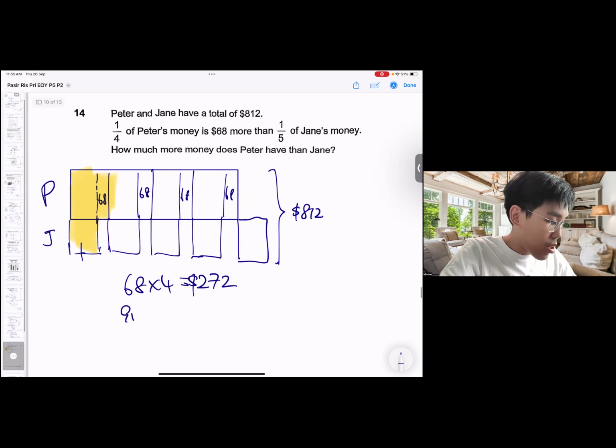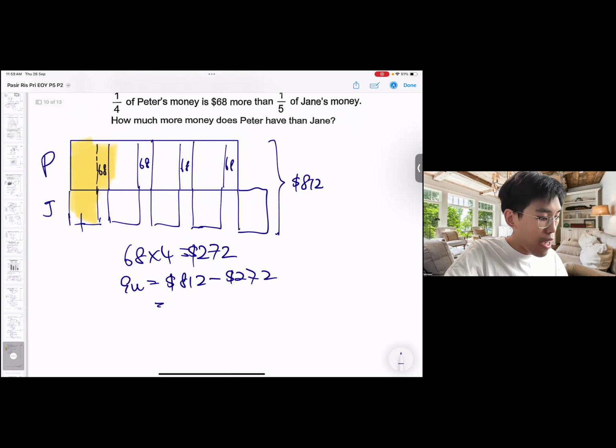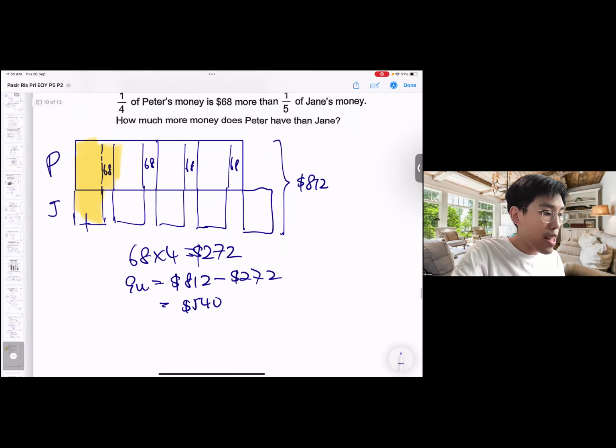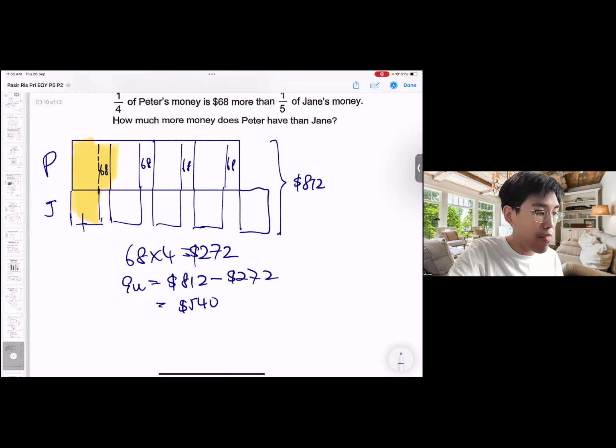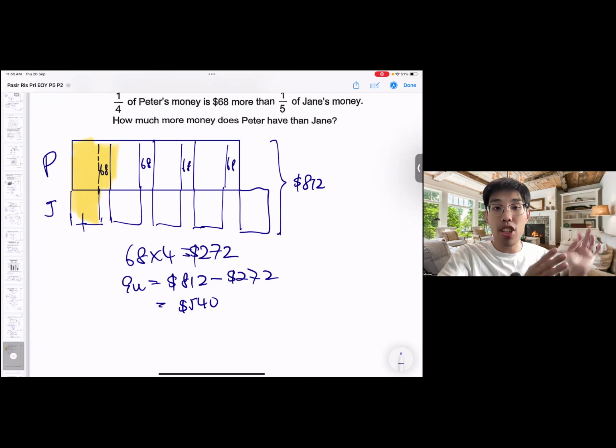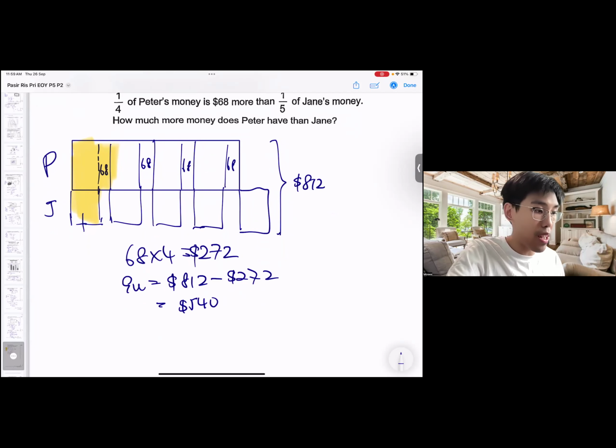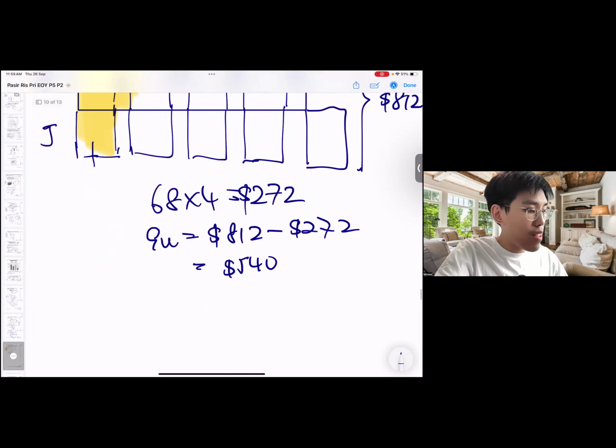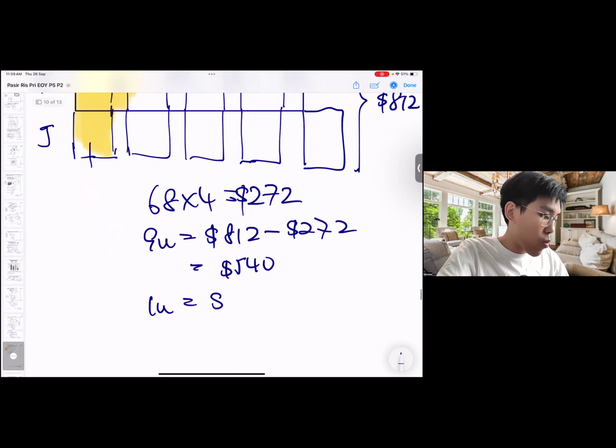So we take 9 units equals to 812 minus 272. That will be 540. Okay? 540. So 1 unit. So how much more money does Peter have than Jane? From here you can find a lot of things really. You can find the number of Peter, then you can find Jane, then you can find the difference. It's quite straightforward. Okay? So if 9 units is 540, 1 unit will be 540 divided by 9. That will be 60 bucks.